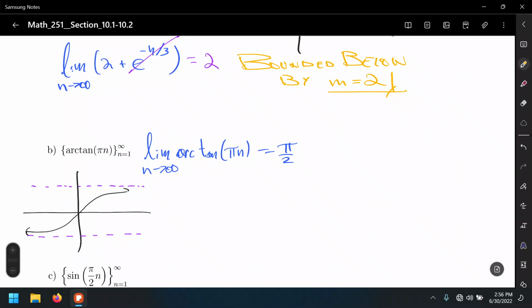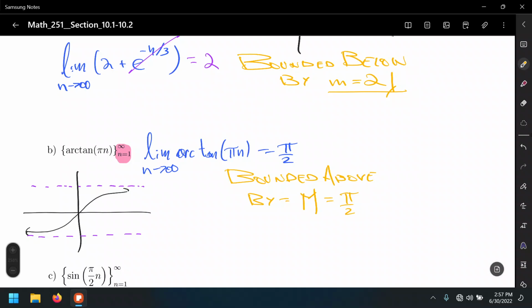It's just an upper bound, so don't be fooled by the picture. Yes, clearly from the picture we have a limit above and we have a limit below. However, look at the region that we're interested in. From this region right here, the only limit at infinity is the one above. So bounded above by, in this case, big M equals pi over 2.